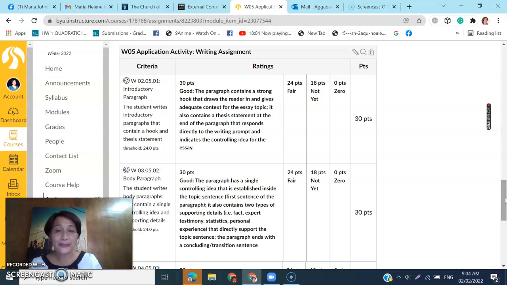in the introductory paragraph. It says the paragraph contains a strong hook that draws the reader in and gives adequate context for the essay topic. It also contains a thesis statement at the end of the paragraph that responds directly to the writing prompt and indicates the controlling idea for the essay.